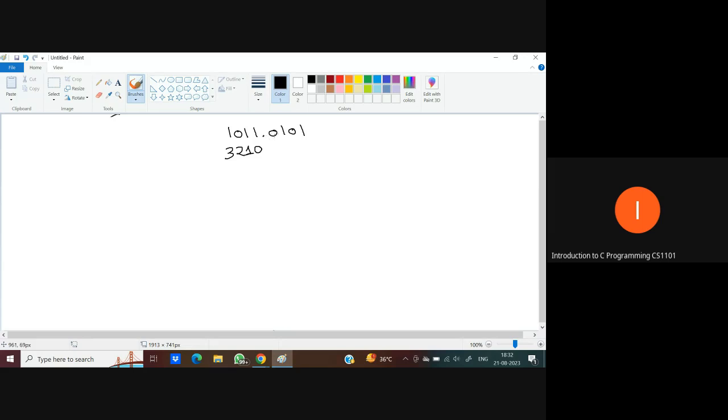What will we do with the values that are written after the decimal here? How do we? 2 to the power minus 1. Exactly. So we'll go to minus 1, minus 2, minus 3, and minus 4.